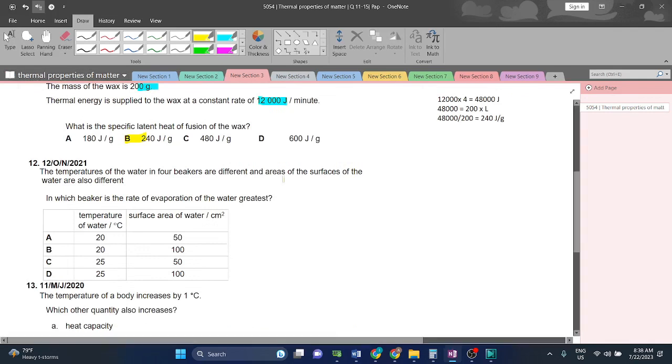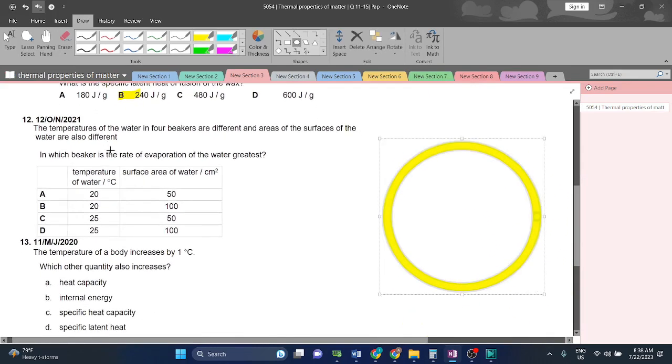Question 12. The temperatures of water in 4 beakers are different and the areas of water are also different. In which beaker is the rate of evaporation the greatest? For the rate of evaporation to be the greatest, the surface area needs to be maximum. जो surface area है वो सबसे ज़्यादा wide होना चाहिए, सबसे ज़्यादा large होना चाहिए. And the temperature has to be the highest, and there needs to be a source of wind, right?